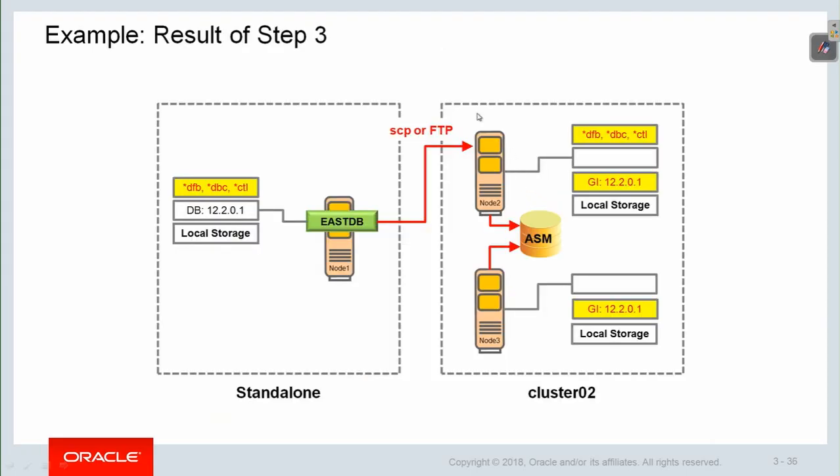So this is actually the result of step 3. Using scp or FTP, we copied these files to one of the members of a cluster. So we have these files. Since we have a template file in node 2, which is the first server in the cluster, we're going to use it to create a database with the template.